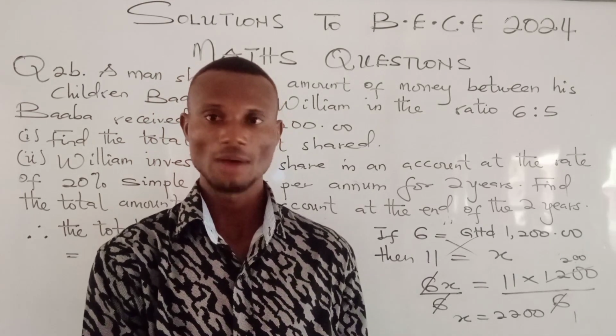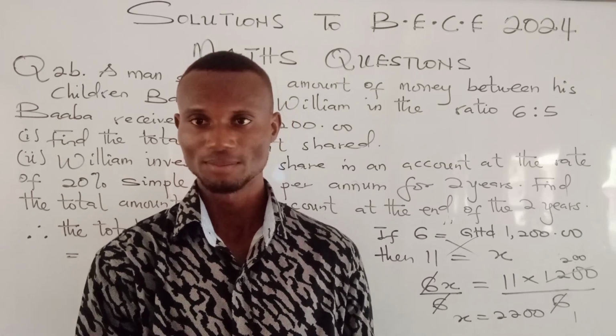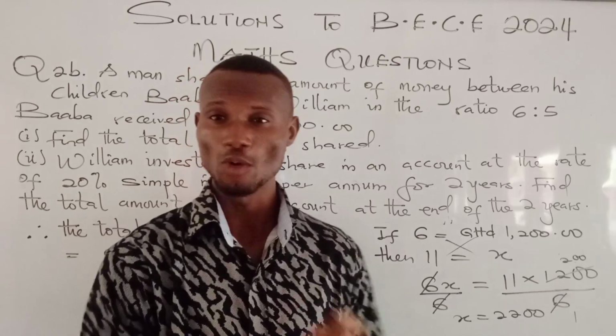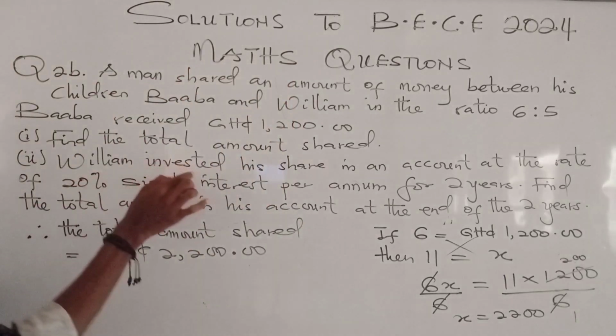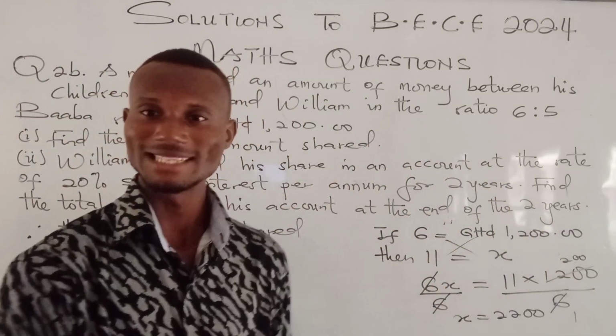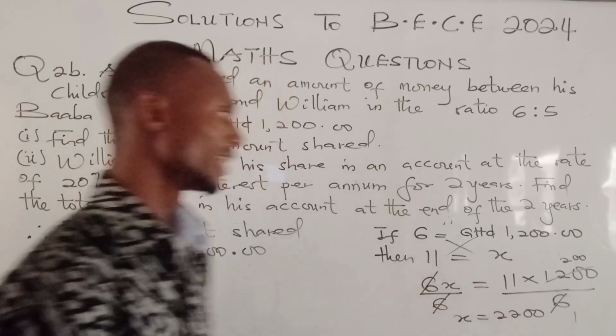So now we need to know the amount that William got before we can answer the II part of the question. I hope you agree with me. Because that's what the question is saying, that William invested his share in an account. So we need to know that amount, that share that William invested. Okay, so let's do that.